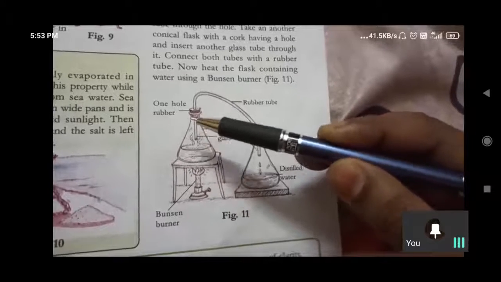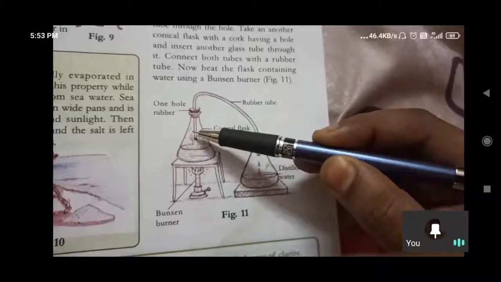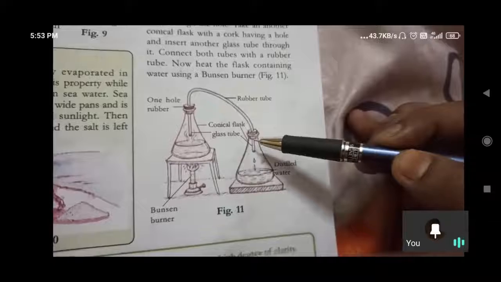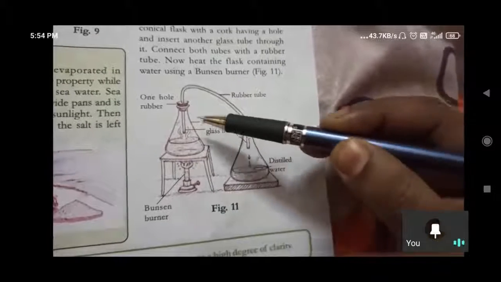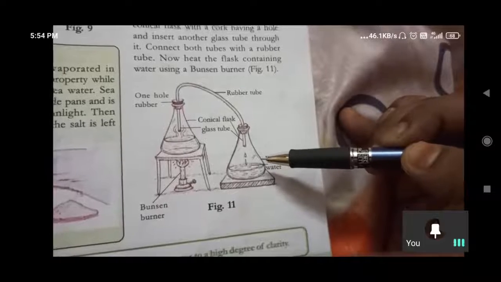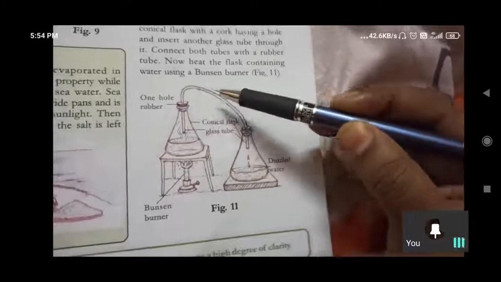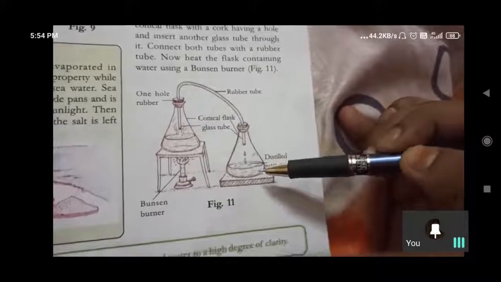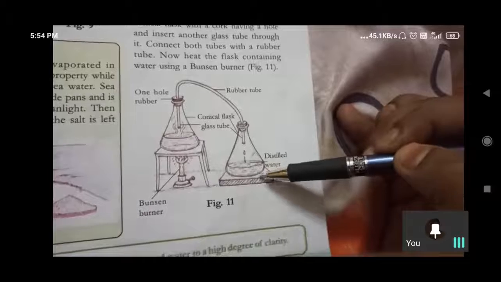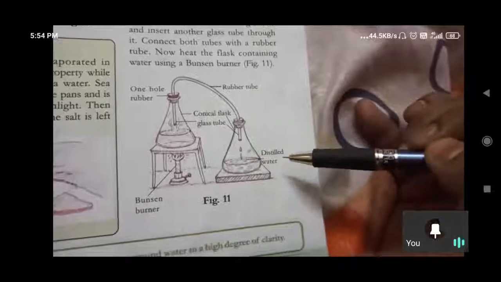With the help of a hole in the rubber cork we can fix a tube like this, a rubber tube, and fix the other end of that rubber tube into another conical flask. So a glass tube is fixed for collecting that evaporated and condensed water into another conical flask. This water collected from the evaporation is called distilled water.